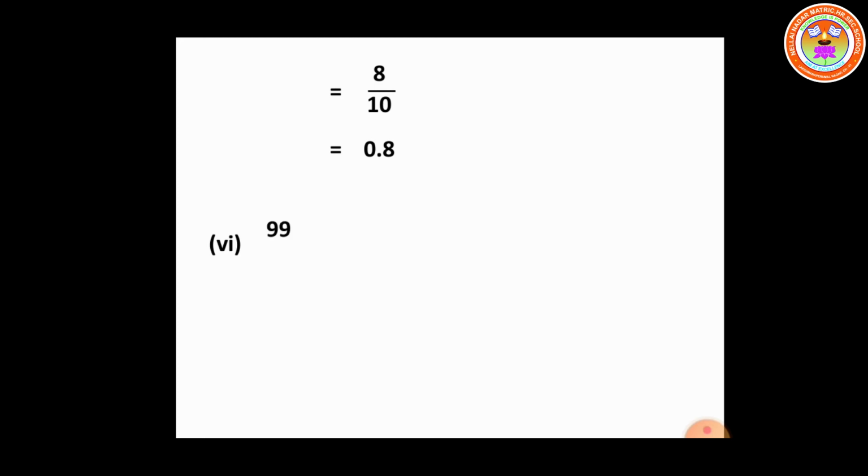Sixth question, they given 99 by 100. Directly we are having a multiple of 10. So 100, 2 zeros it has. Therefore 2 decimals will come. So 0.99.